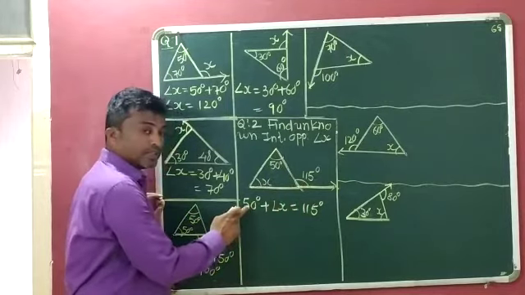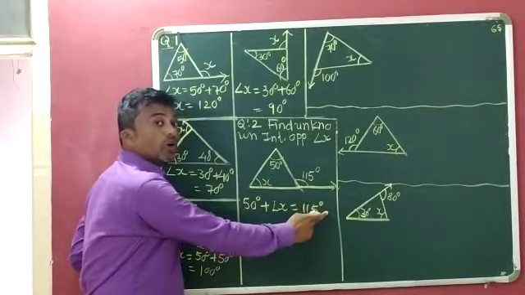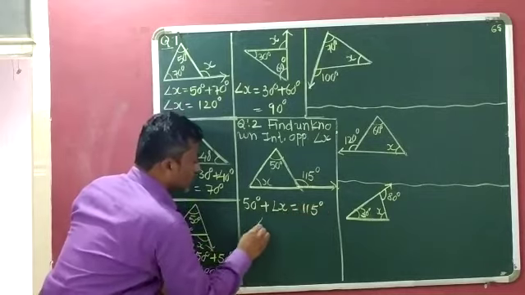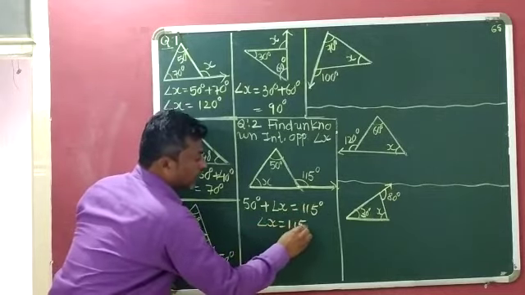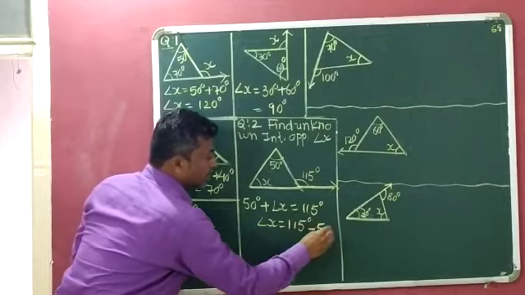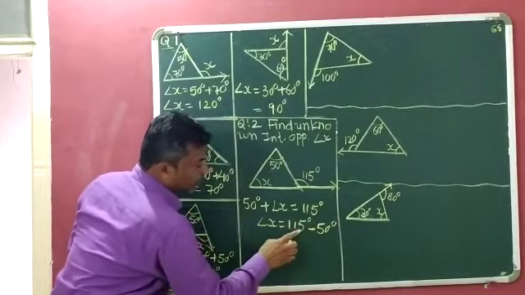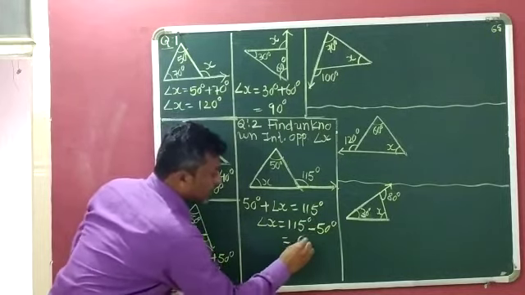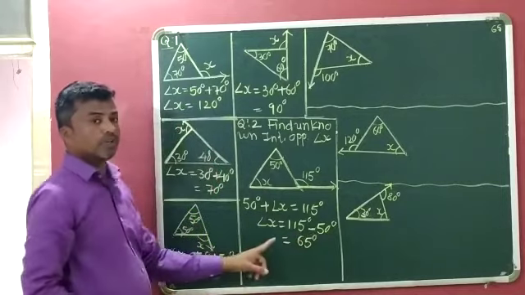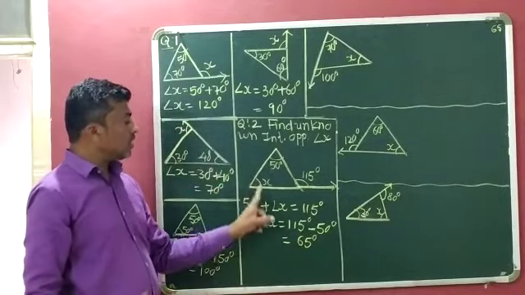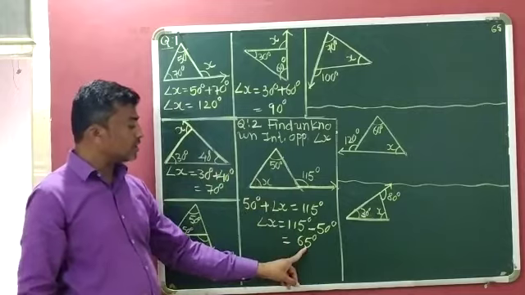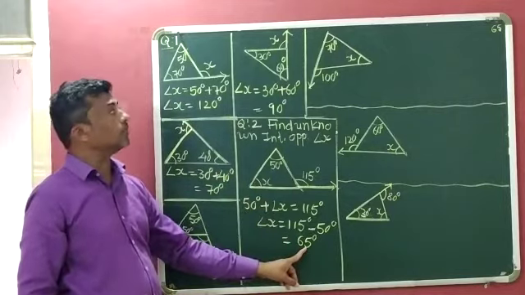This side 50 degree is plus, it becomes negative on the other side of the equal. So angle X is equal to 115 degree minus 50 degree. So 115 minus 50 is equal to 65 degree. So final answer, the unknown interior opposite angle is equal to 65 degree.